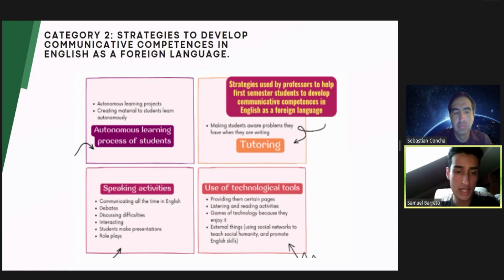And finally, professors implement autonomous learning projects so that students know how to improve their difficulties autonomously, and professors also create material so that students learn in an autonomous way. The next one.